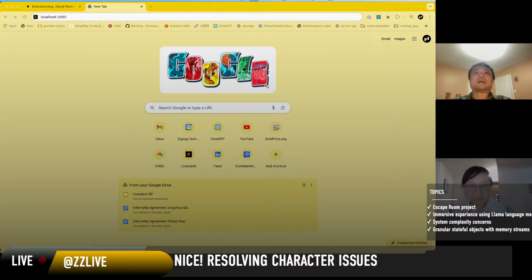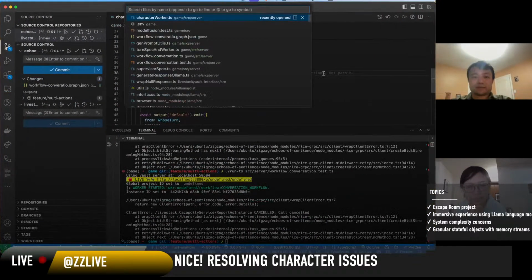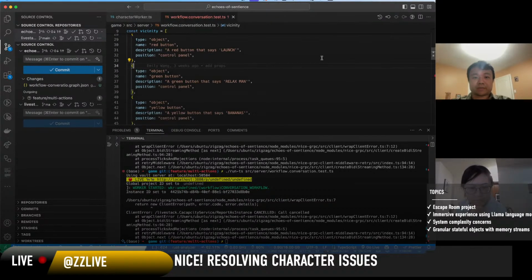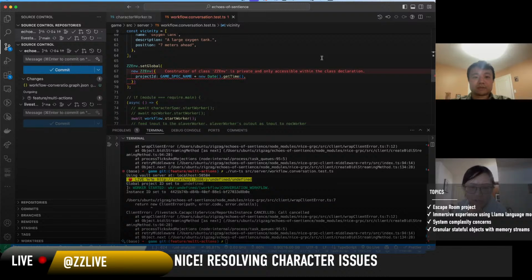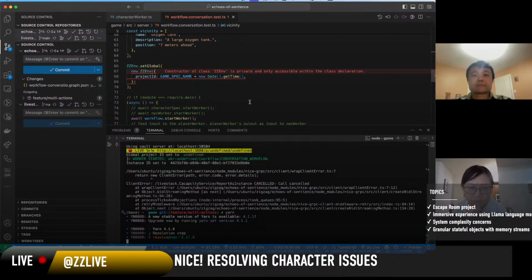No, it's not local. But then remote should still work. I'm very confused. Why is it not working? Was it the global project ID issue again? No. Call cancel. It's got to be some error in this branch. Oh, did you do yarn? Like yarn post install and stuff?